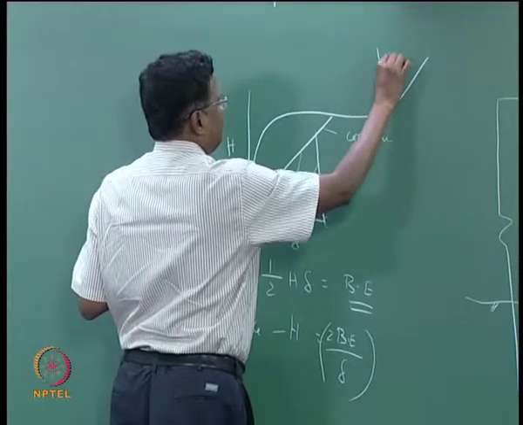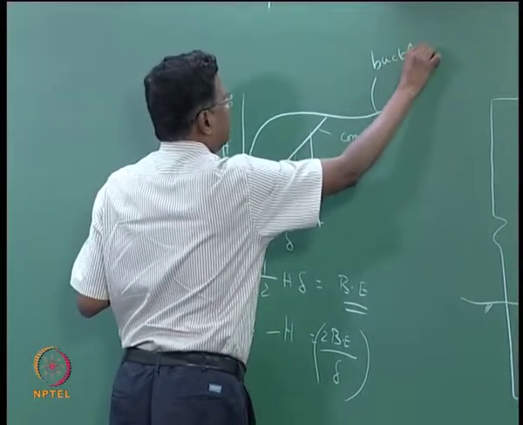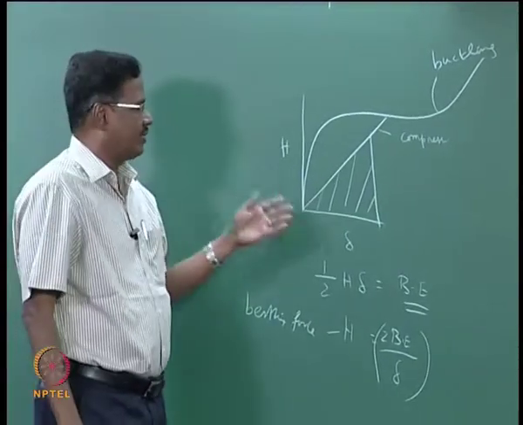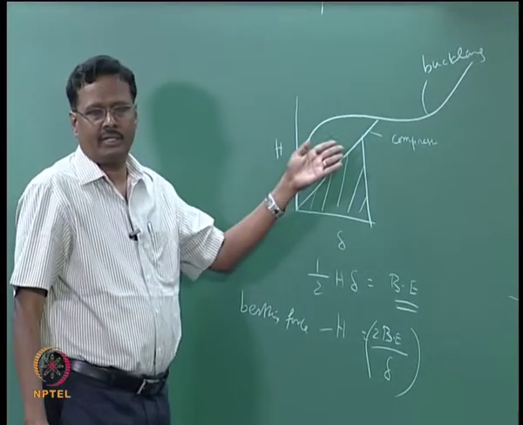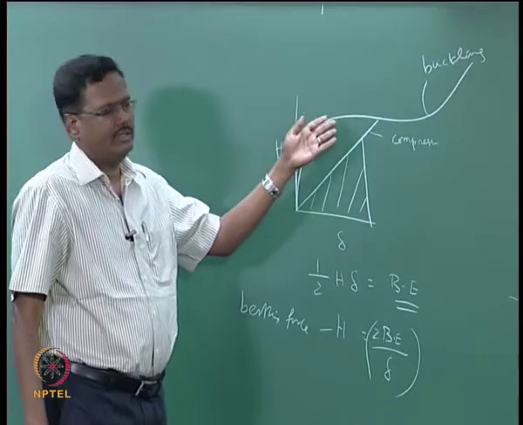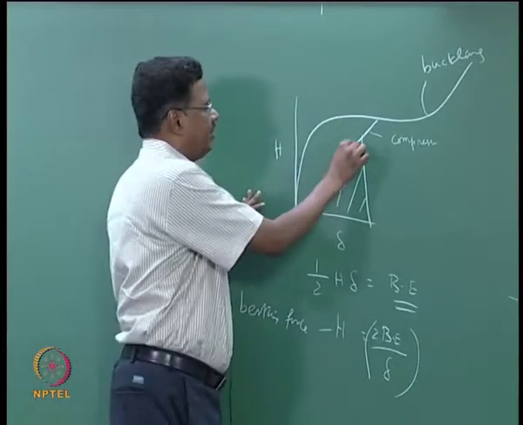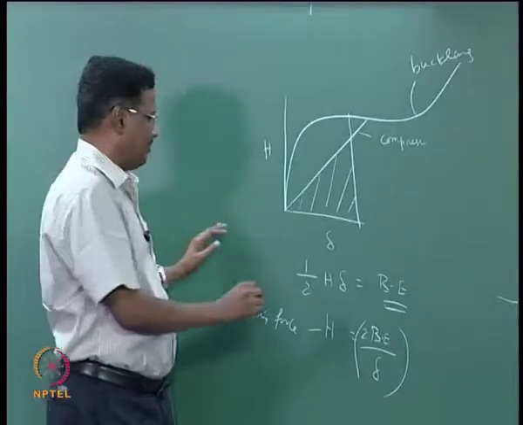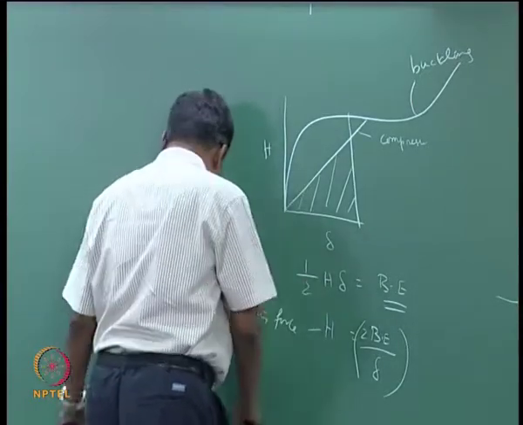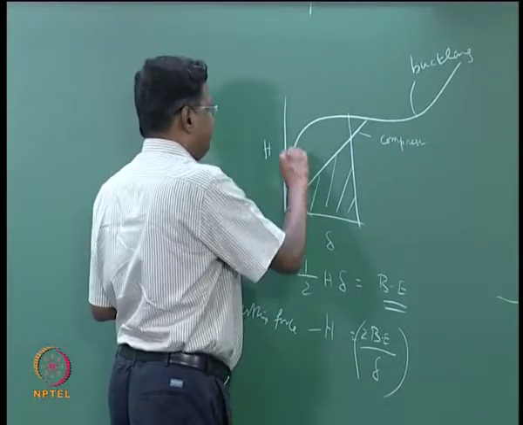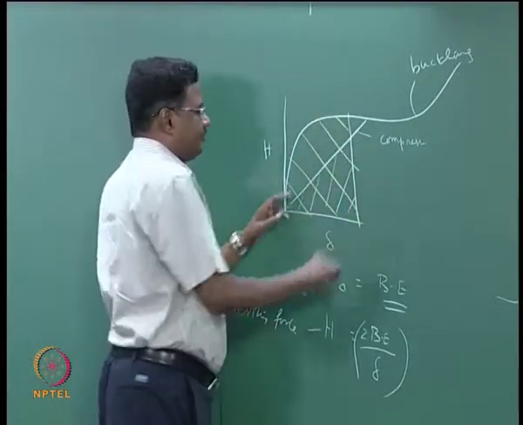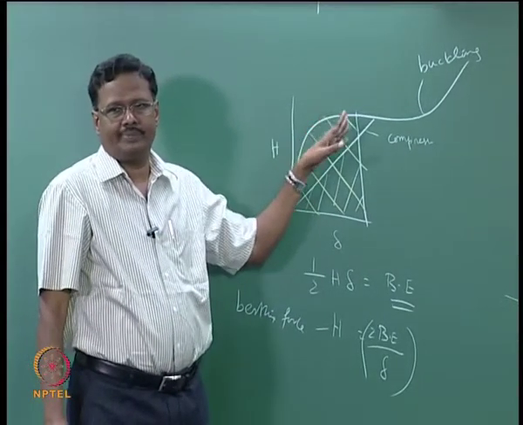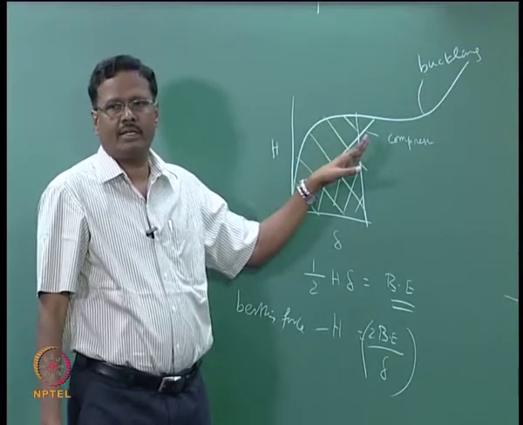This is the relationship for buckling fender. I may be asking a question on this: draw the load deflection relationship for direct compression and buckling fender. So if the same deflection is there for a buckling fender, the energy absorption is increased by this much amount. See here, energy absorption is almost twice that of the direct compression fender.